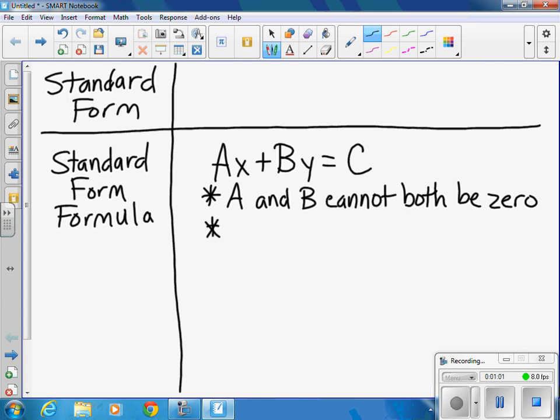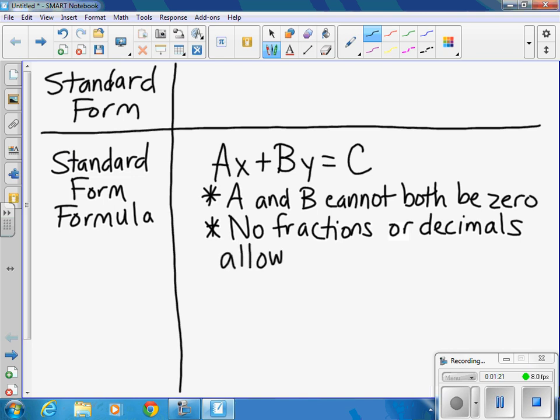The second rule that has to occur, and many of you will like this one, your final answer may have no fractions or decimals in it. Now that doesn't mean that your work won't have fractions or decimals, but your final answer can have no fractions or decimals allowed in the answer.